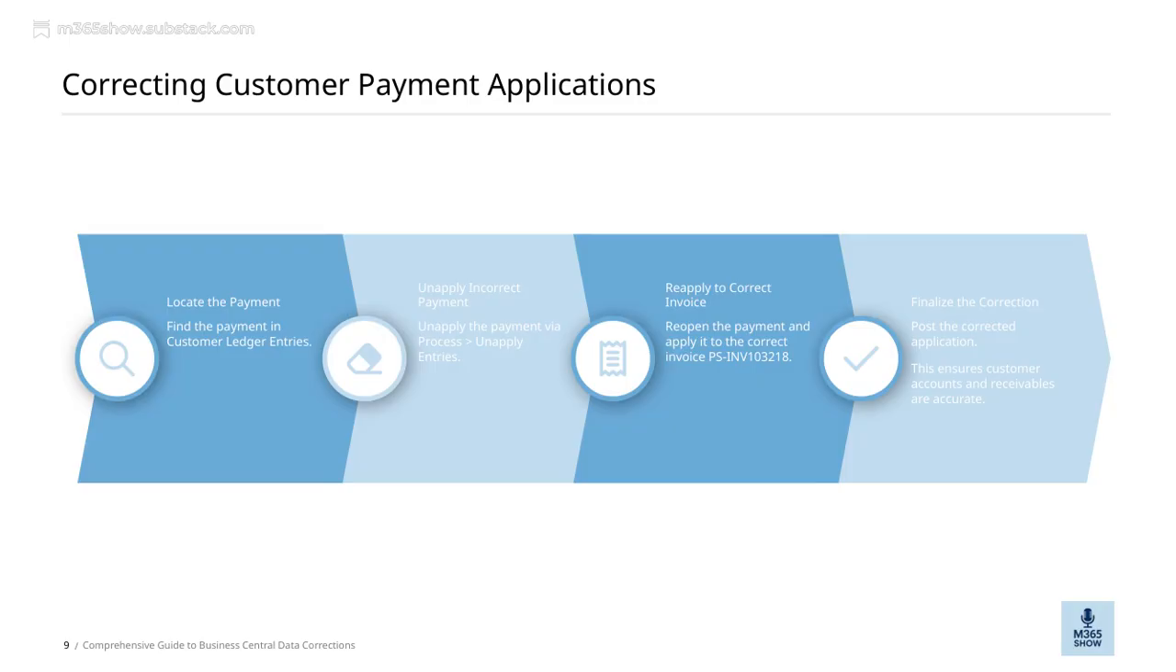The final step is to locate the payment in the customer ledger entries. Finding the payment is key because it allows us to verify the details and confirm we're working with the right transaction. Once located, we can reapply the payment correctly, ensuring that the customer's account reflects the accurate payment application. This process might seem detailed, but each step is vital for maintaining precise and trustworthy financial records, which overall supports the health and accuracy of your business's data.